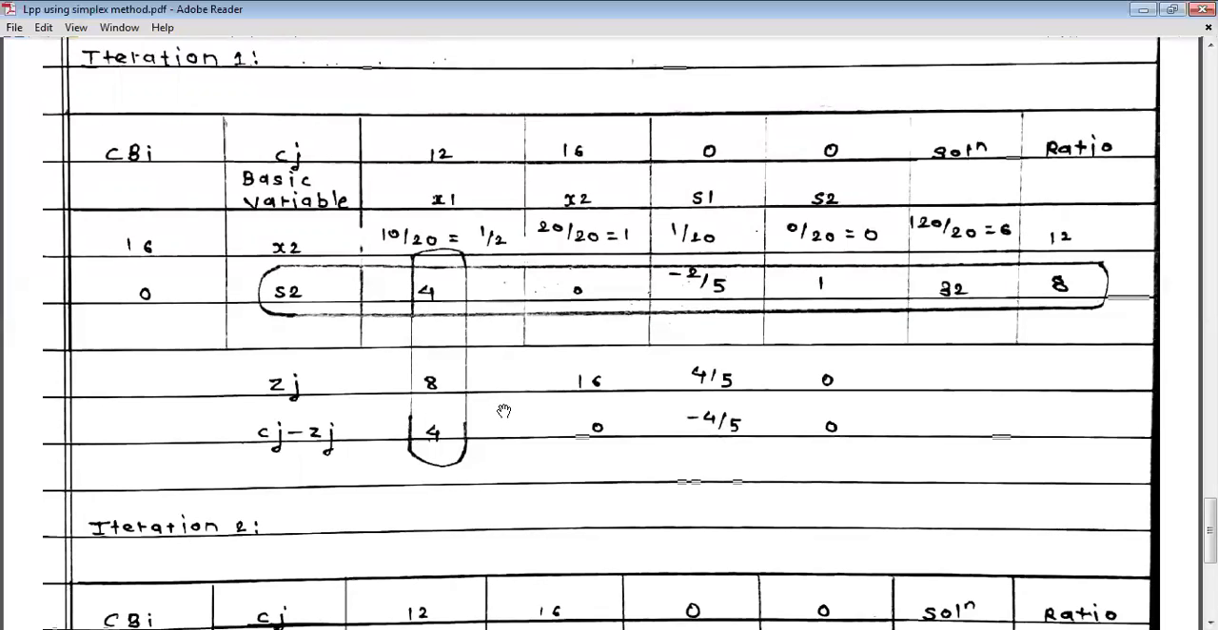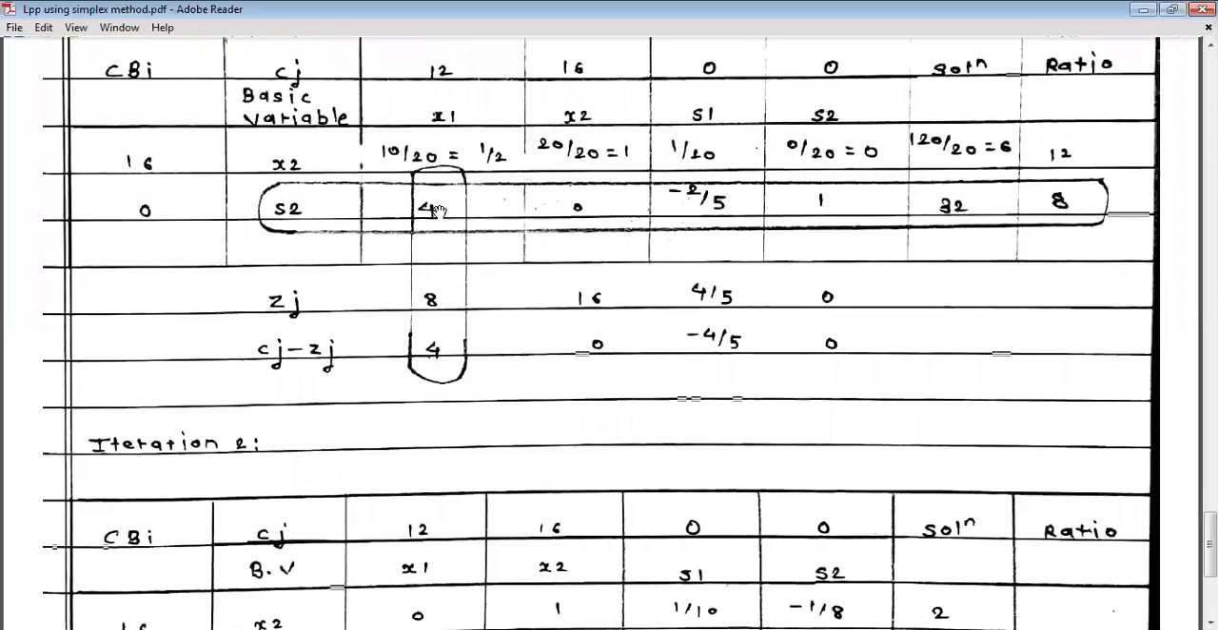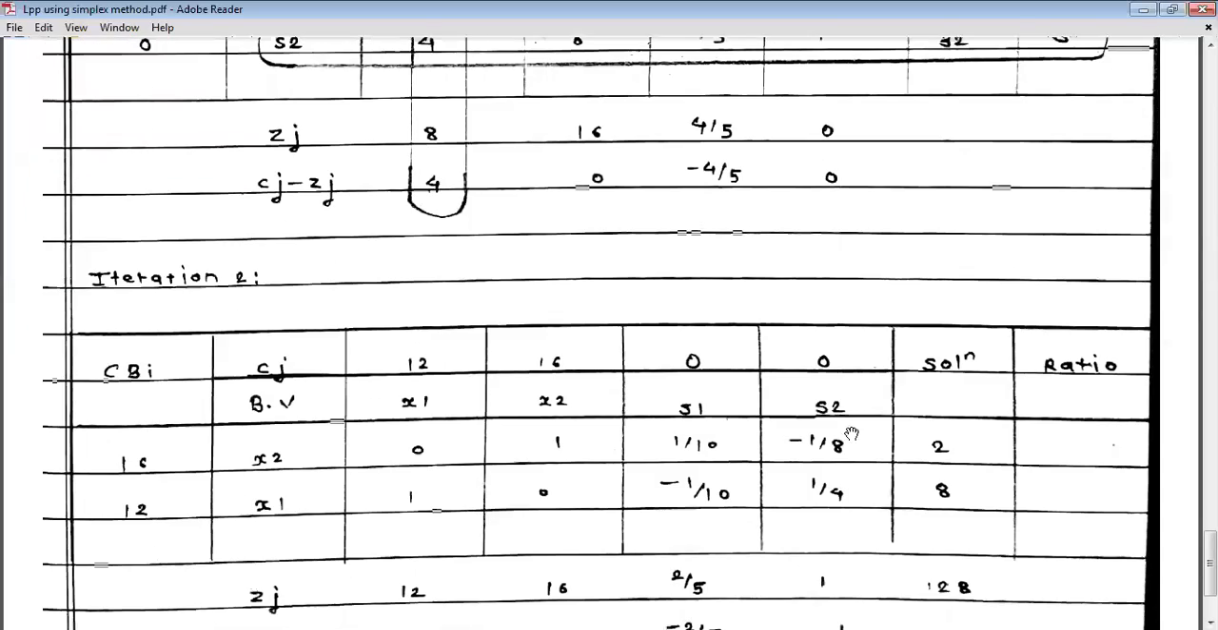Now in a similar manner, you'll be calculating the new values. Here, in order to make this one, you'll be dividing this entire row by 4. So 4 by 4, 1, 0 by 4, minus 2 by 5 divided by 4, 1 by 4, 32 by 4, and in this way you'll be getting the values here. So 1, 0, minus 1 by 10, 1 by 4, and 8.